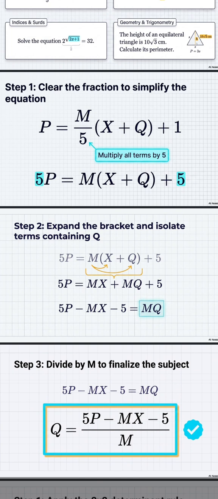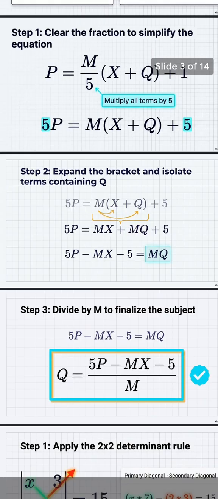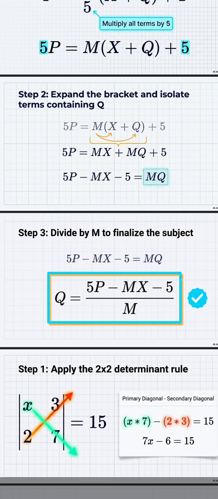That is it. Some might get theirs to be 5p minus 5 minus mx, or others could be 5 into p minus 1 all over m minus x separately. So whichever one you get, if you express it as a single fraction, it will give you this: Q is equal to 5p minus mx minus 5 over m.